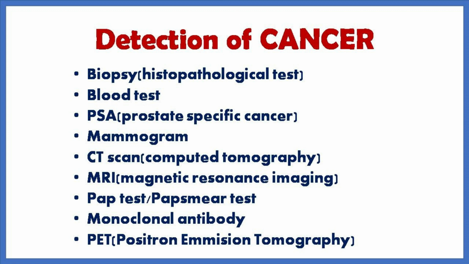By using this test, you can detect the cancer, and it is completely a histopathological test. Then the next one is the blood test. Already you know, in leukemia, tumors are not formed due to the enormous number of WBC in blood. Leukemia is a blood cancer, so the blood test is used for the detection of leukemia. Then the third one is PSA, prostate specific antigen.